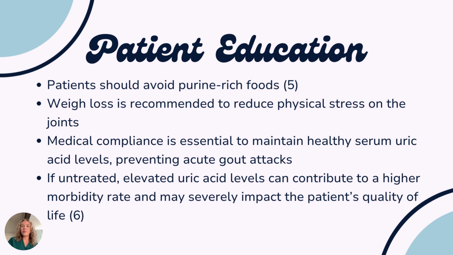Patient education. It is important to educate patients on the lifestyle modifications they should implement to maintain control of their disease. Patients should avoid excessive consumption of alcohol, red meat, and other foods that are rich in purines. Additionally, weight loss should be encouraged as it helps to reduce the physical stress on all of the joints. It is important that patients are compliant with their treatment regimen. The key to preventing acute gout attacks is to maintain a healthy serum urate level. This is best achieved when patients take their medications as prescribed. If untreated, chronic hyperuricemia can contribute to a higher morbidity rate and may lead to severe debilitation, which has the potential to severely impact the patient's quality of life.